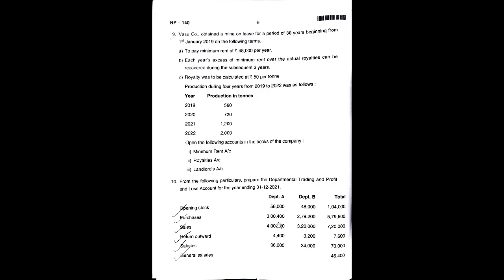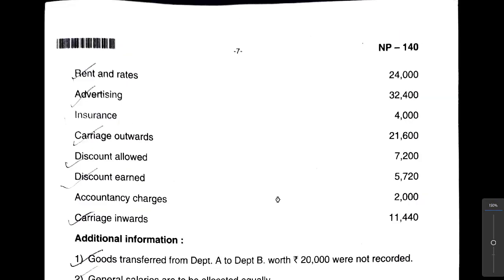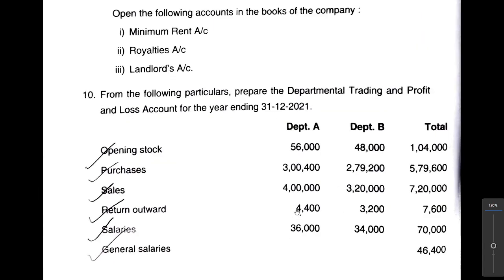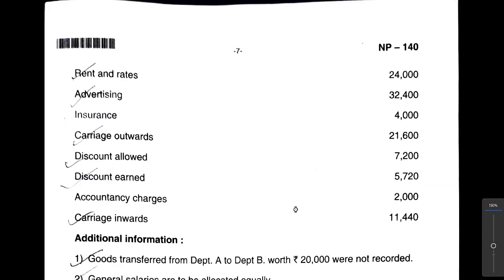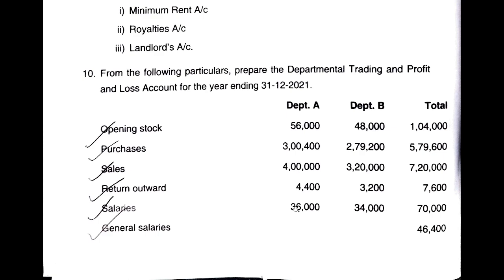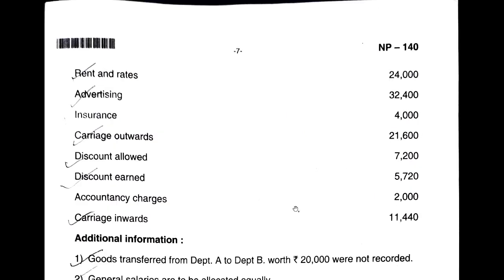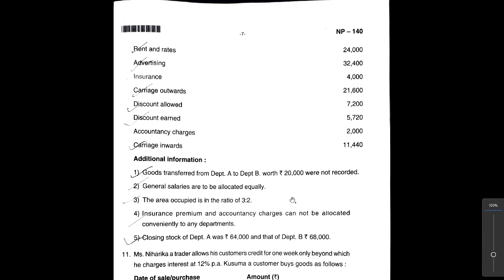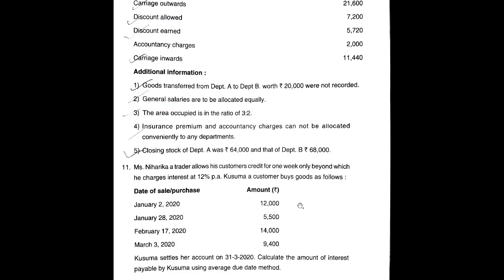The 10th question in section C was again for departmental accounting. They had given the details of 2 departments. You can take a screenshot of this. They had given additional information also. Using this additional information and the accounts they had given, you were supposed to prepare the departmental trading and P&L account. This was for 12 marks.